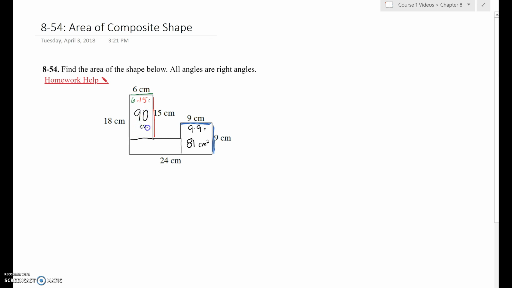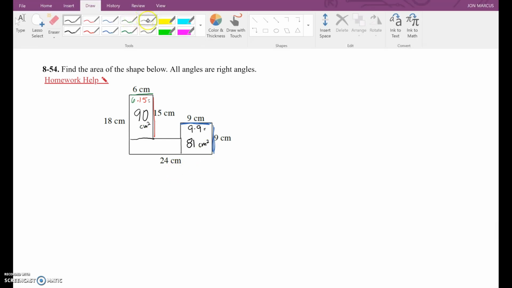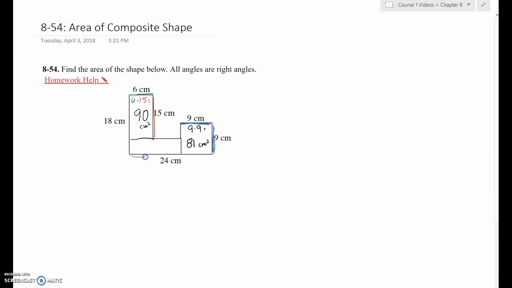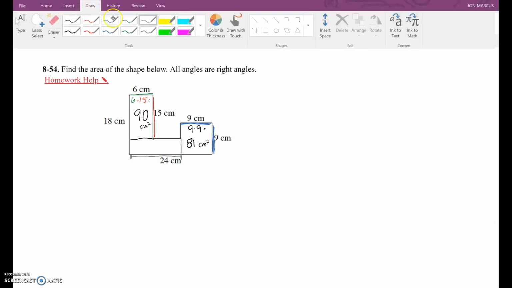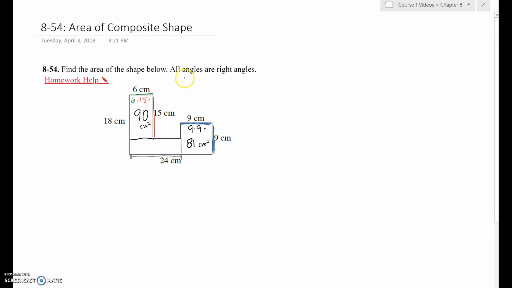So 90 square centimeters. All right, now this one gets a little tricky because some students want to say that this side length here is 24. It most certainly is not. So this from here to here is what we're looking for. The entire length here is 24. So from here to here is 24.